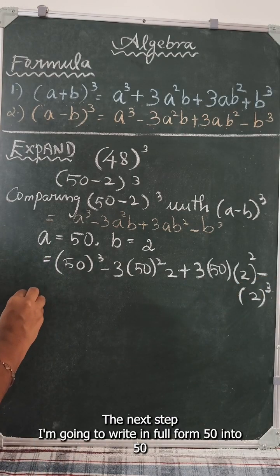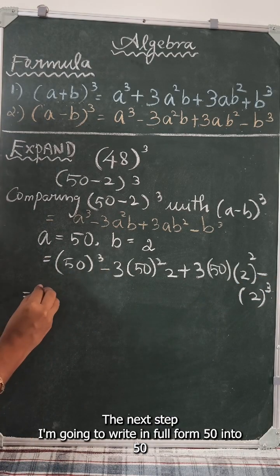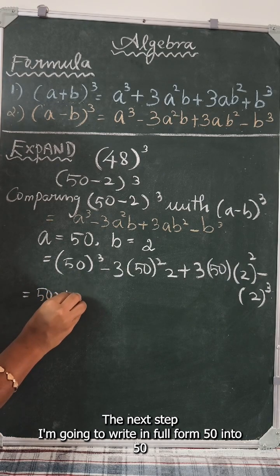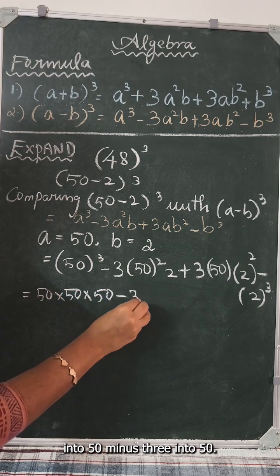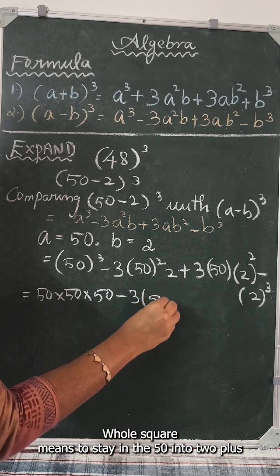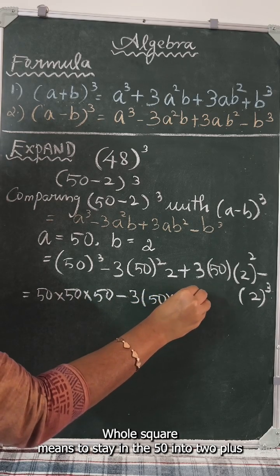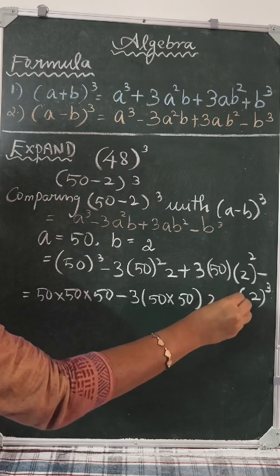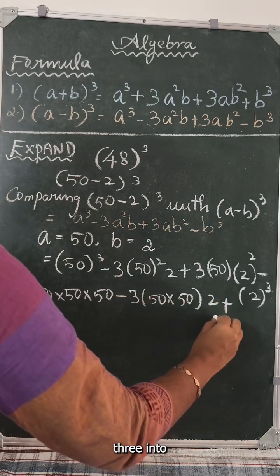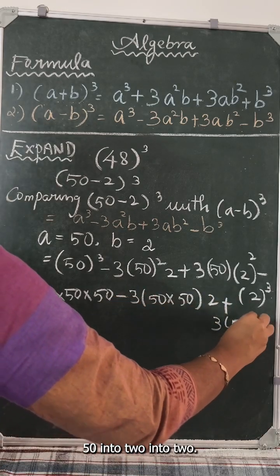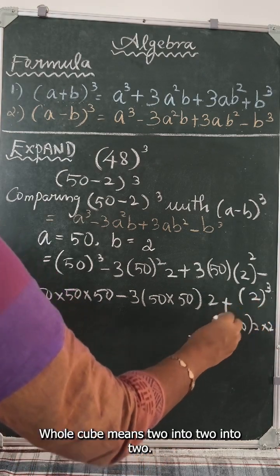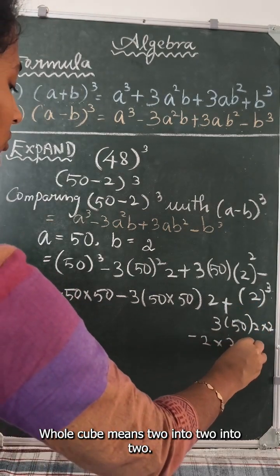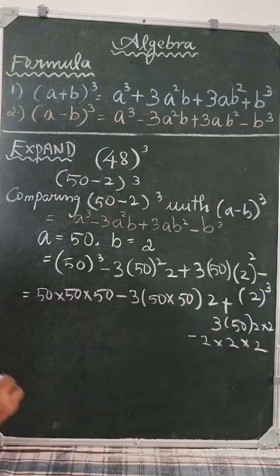The next step I am going to write in full form: 50 into 50 into 50, minus 3 into 50 whole square means 50 into 50 into 2, plus 3 into 50 into 2 into 2, minus 2 whole cube means 2 into 2 into 2.